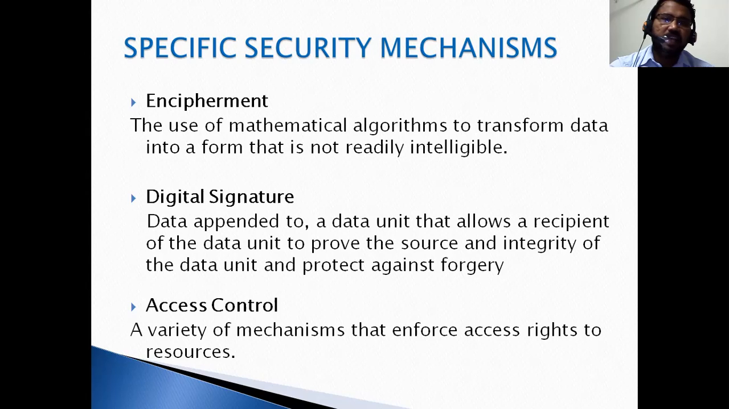The next one is the access control mechanism. In the access control mechanism, we prevent unauthorized users from accessing any resource or system. Only authorized users will be allowed to access. Different access control mechanisms include passwords, where the user needs to enter a password, and only then will he be allowed to enter the particular system. So this password protection is considered access control.